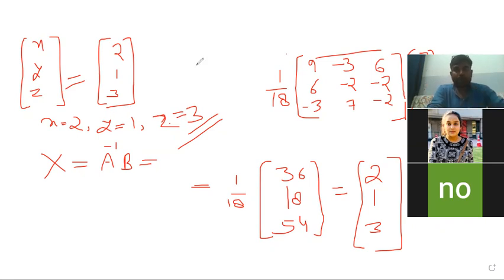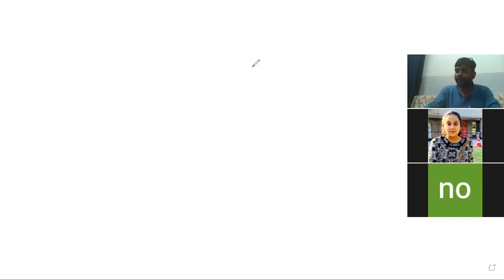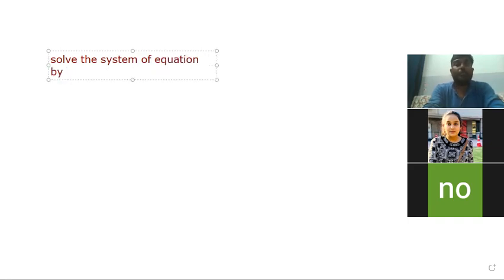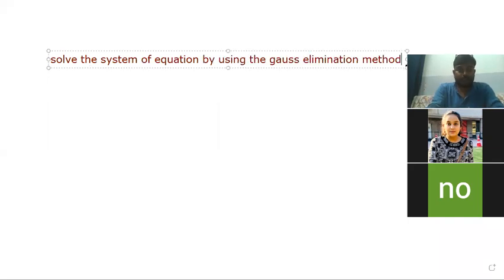Now we come to the next topic. It is finished. Now we solve the system of equations by the Gauss elimination method. Solve the system of equations by using the Gauss elimination method. So how to solve? Now we are trying.